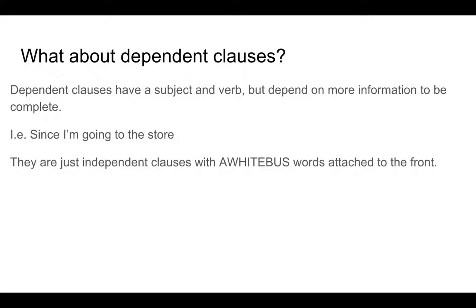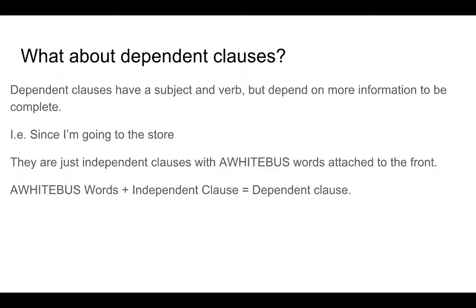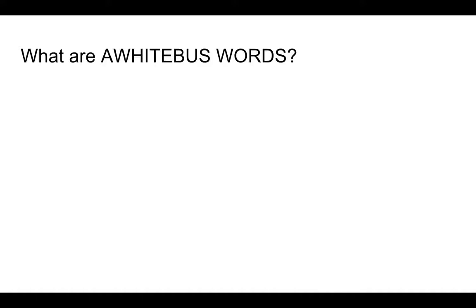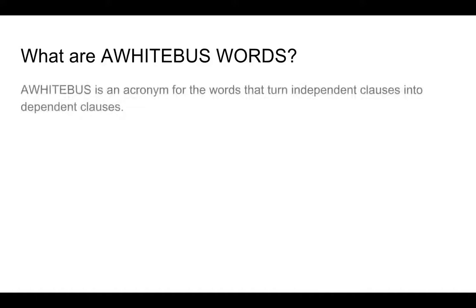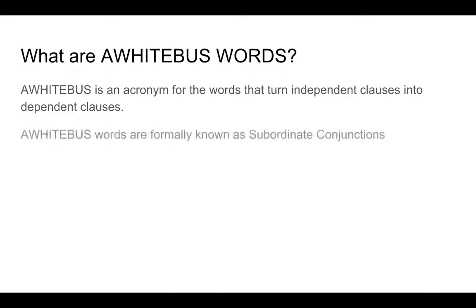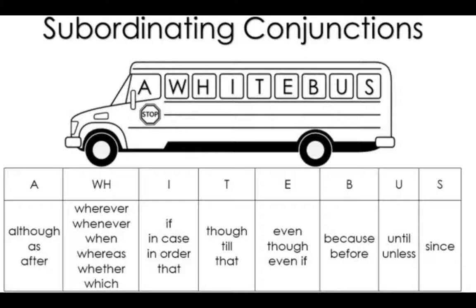So basically, dependent clauses are just independent clauses with a WHITE BUS word attached to the front. Like this. It's the formula. Now you may be asking, what are WHITE BUS words? WHITE BUS is an acronym for the words that turn independent clauses into dependent clauses. WHITE BUS words are formally known as subordinate conjunctions. Here they are.